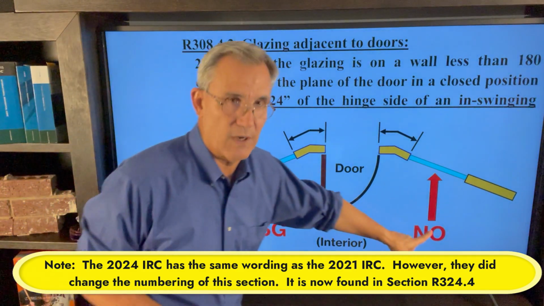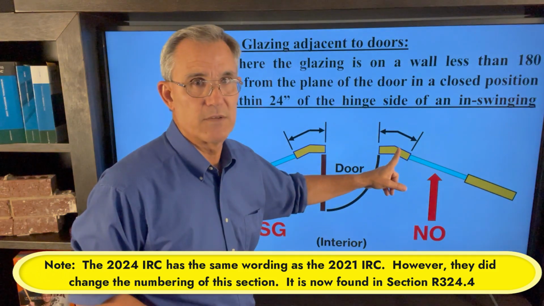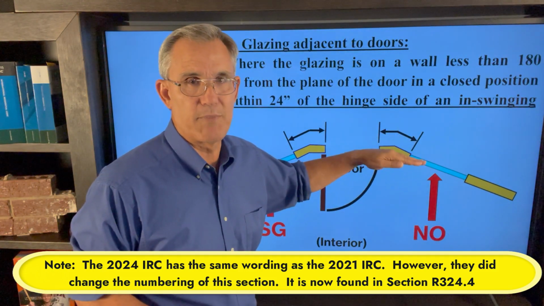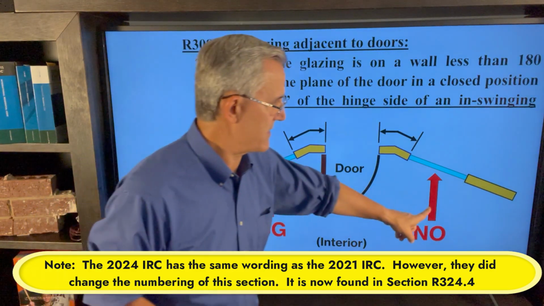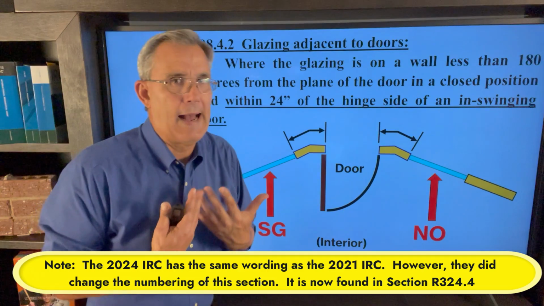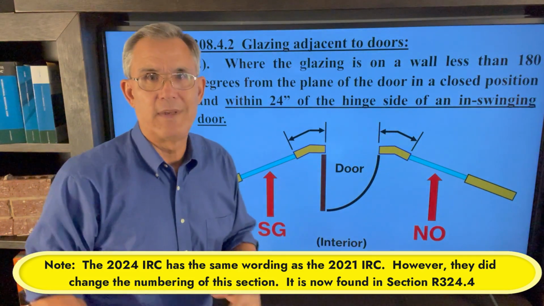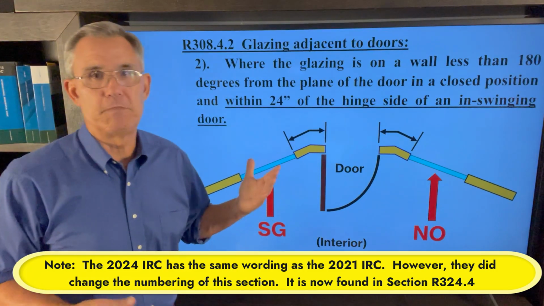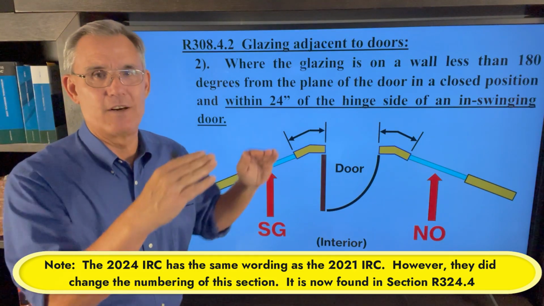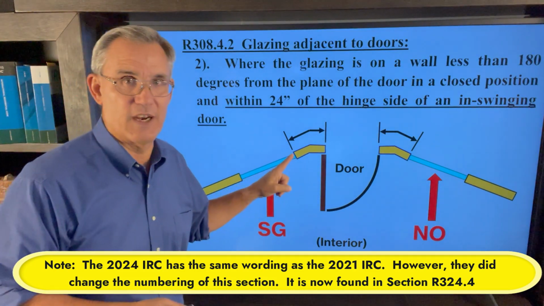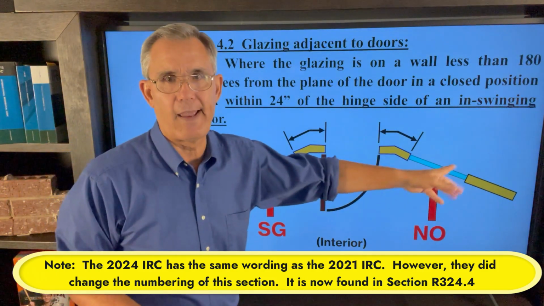This one has to be safety glass, according to this wording. Likewise, this one does not have to be safety glass, even if this is, let's say, 12 inches. It's not on the same plane of the door in a closed position. It's not on the hinge side of the in-swinging door, so it does not need to be safety glass. I don't really know the difference, to be honest, between this and the straight line rule. I didn't write the code, but this is the way it is. So straight line, both of them are safety glass. Anything under 180 degrees, look for the hinge side. And when you find that, measure if it's less than 24. That's the one. Because the other side doesn't need it.